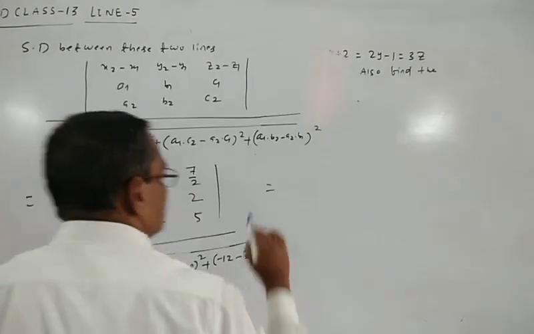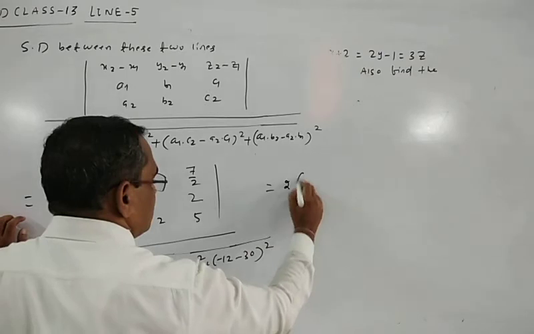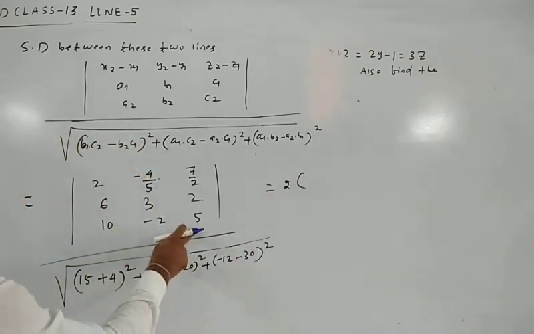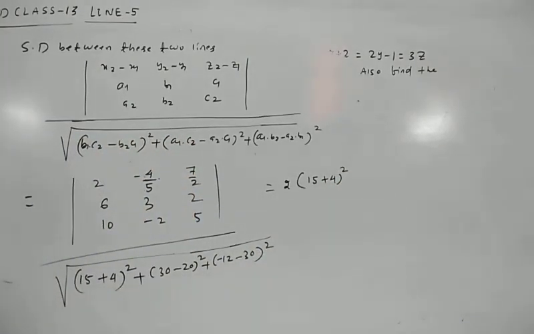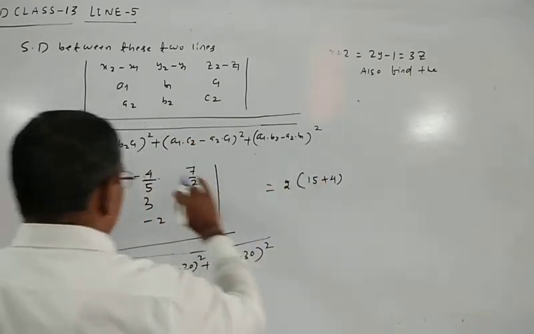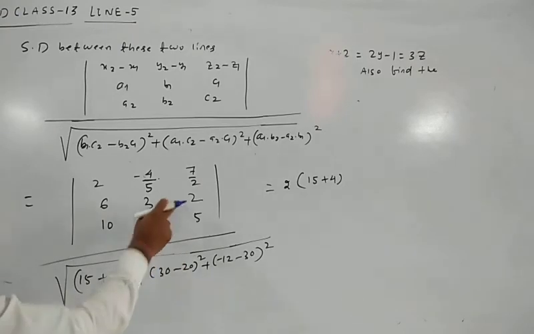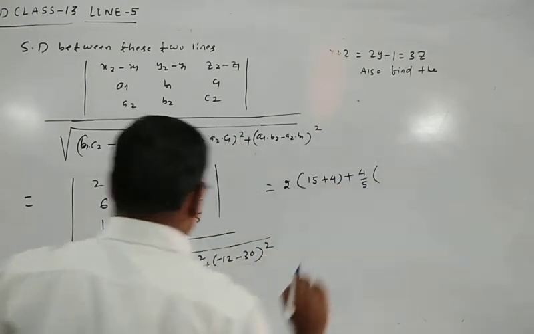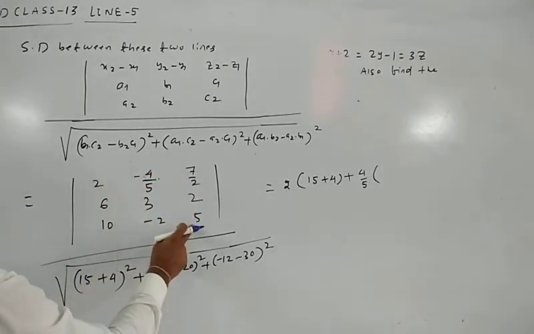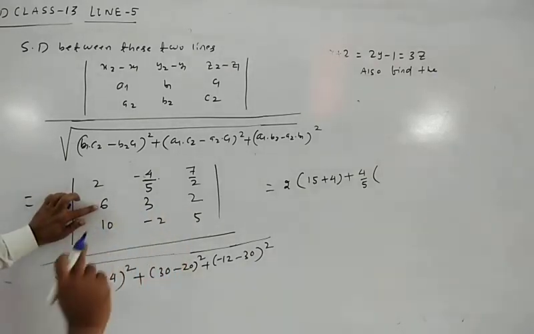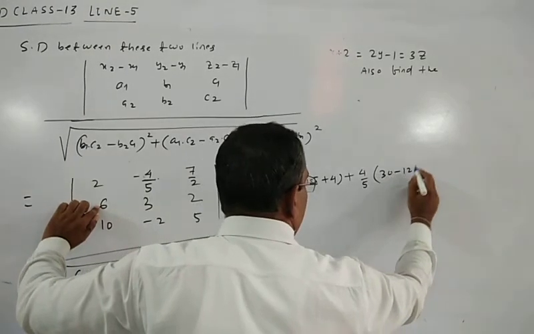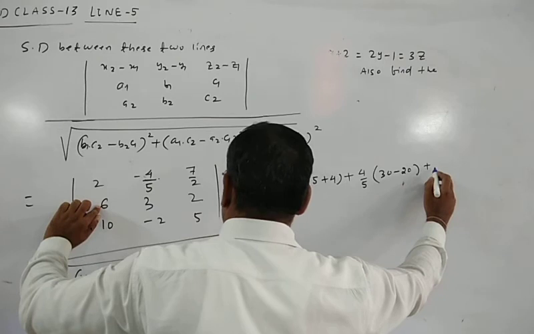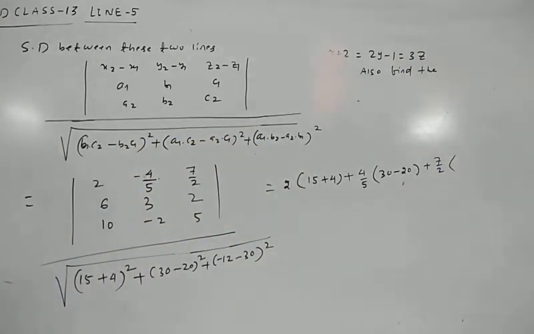This is a long type question. So 2 into 15 plus 4, plus 4 by 5 into minus 30, minus, so this is equal to 6 into 5, 30 minus 20, plus 7 by 2 into 6 into minus 2 minus 12 minus 30, minus 12 minus 30.